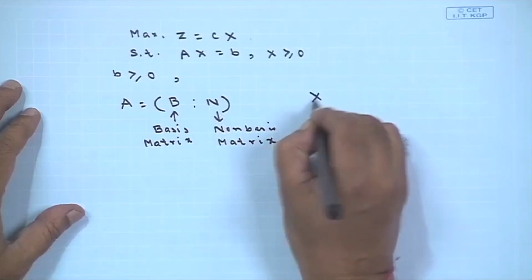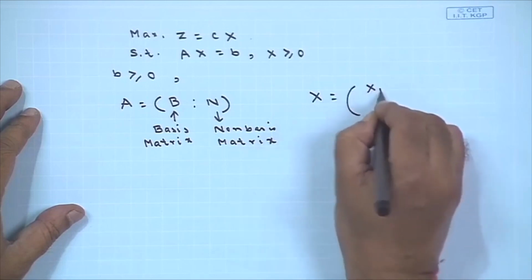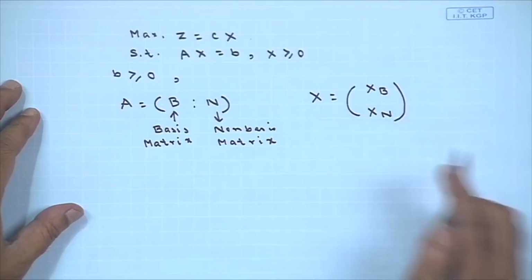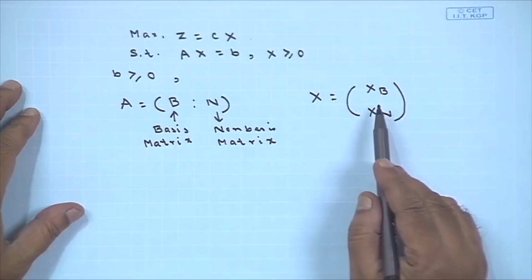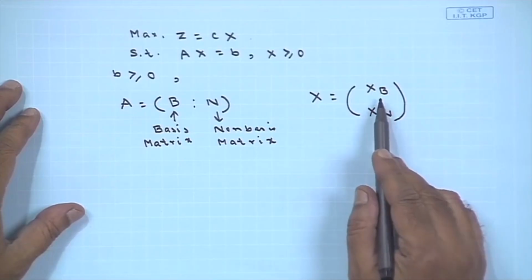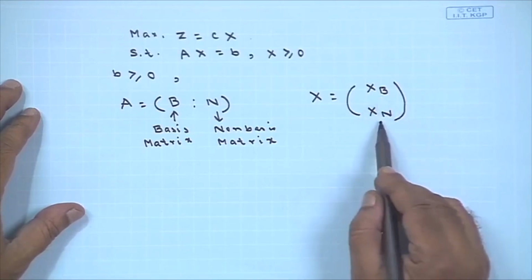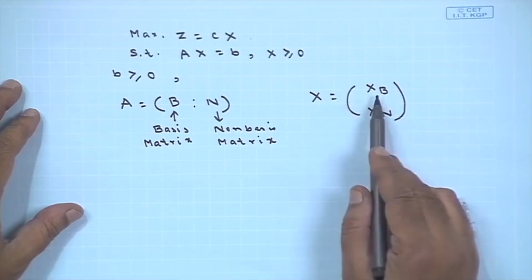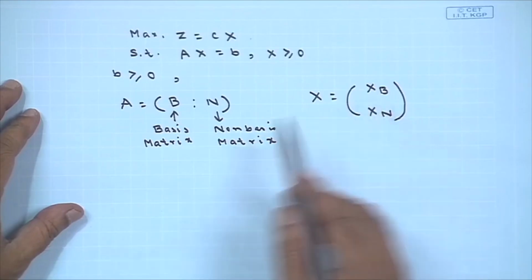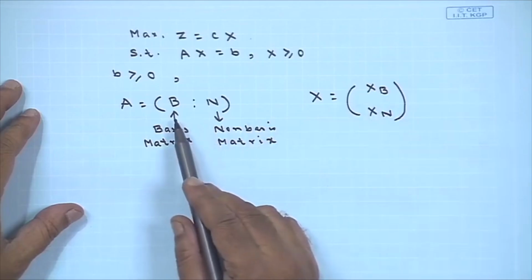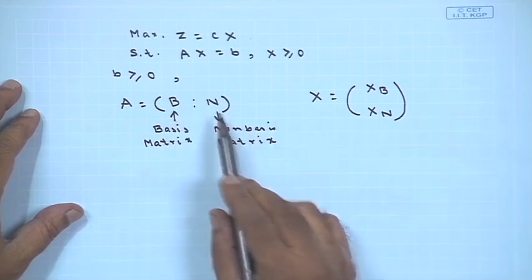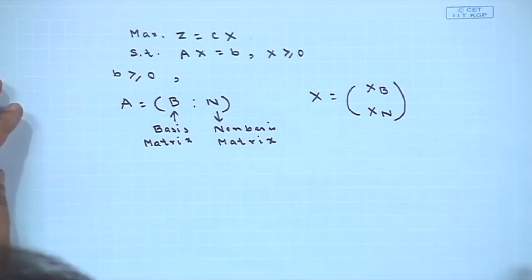Similarly, your x also can be written as xb and xn, where xb consists of basic variables and xn consists of non-basic variables. So, x is also I am separating, xb consists of basic variables which correspond to the basis matrix B and xn consists of non-basic variables corresponding to the non-basis matrix N.